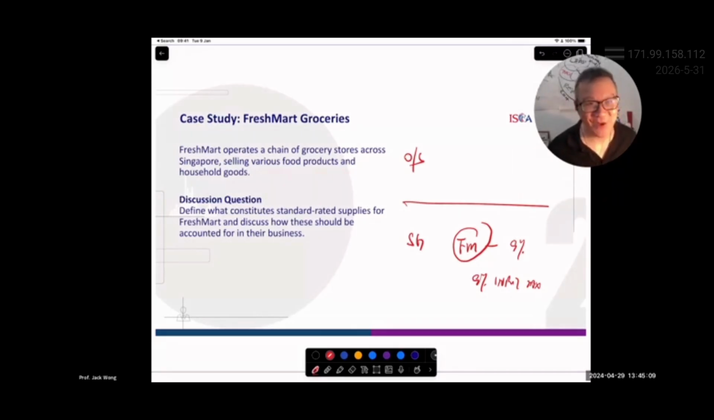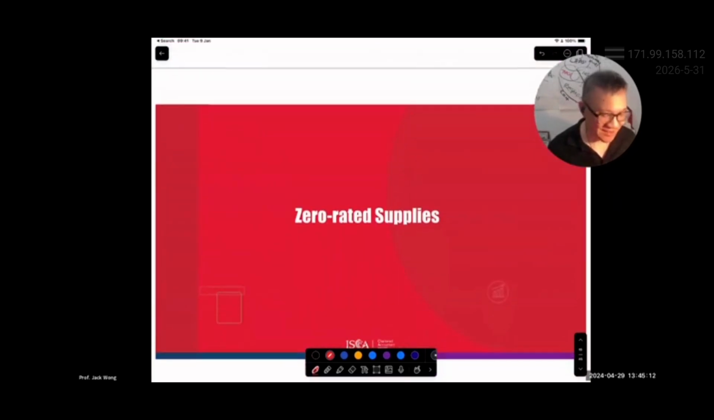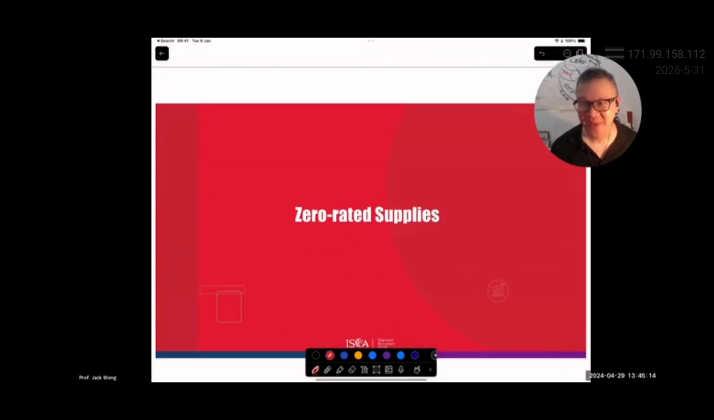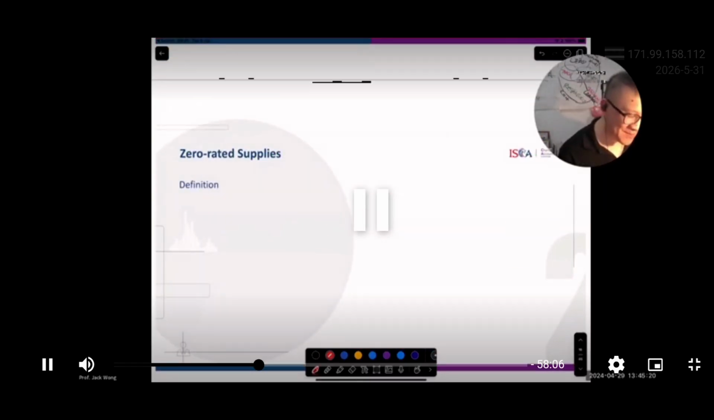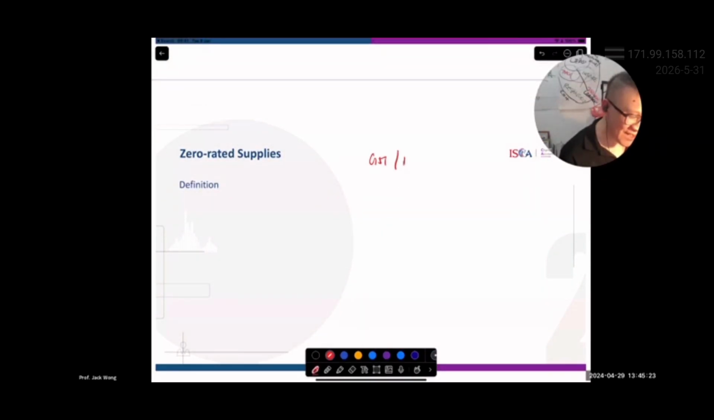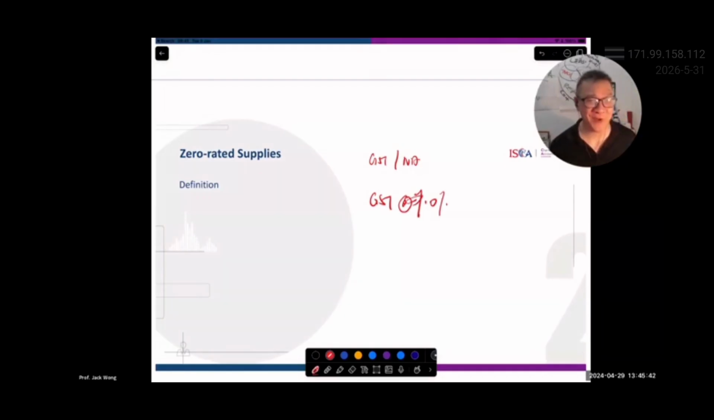Okay, so without further ado, let's continue with another type of supply called zero rated supply. The first time I learned about zero rated supply, I thought that it means that GST is not applicable. By now, you should know that this is not true. Zero rated supply is just a supply where you charge GST at 0%. The first time I heard of this, I asked, what's the big deal between not charging GST versus charging GST at 0%? Well, the big deal is this.